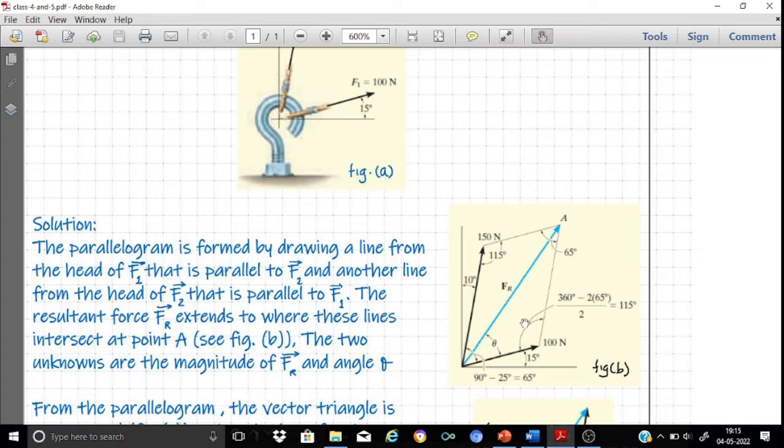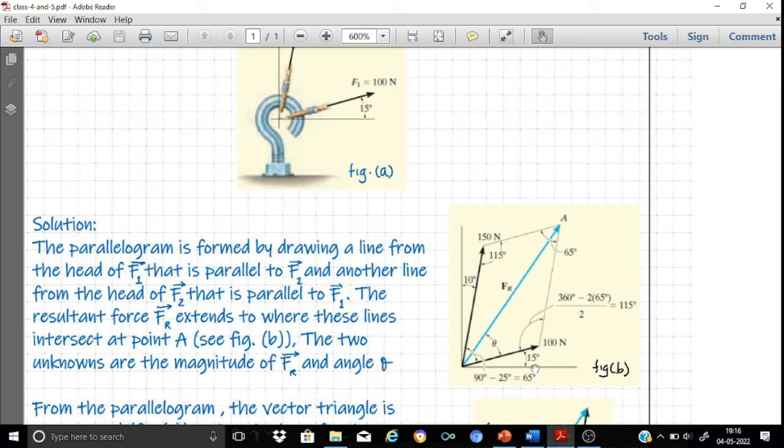Look here, for example, we have 10 degrees and 15 degrees already marked as per the directions of F1 and F2. This means that the included angle should be 90 minus 10 minus 15, that is 65 degrees. The opposite angle should be the same, so 65 degrees. This means that each of the other two included angles should be 360 minus 2 into 65, divided by 2, that is 115 degrees, considering that the sum of all the angles should be 360 degrees.